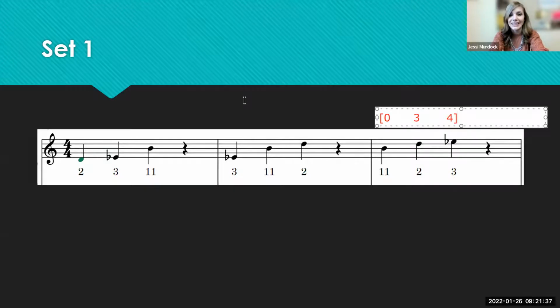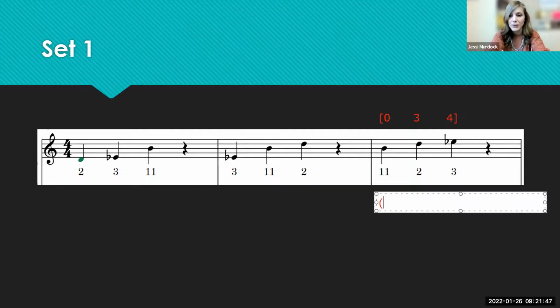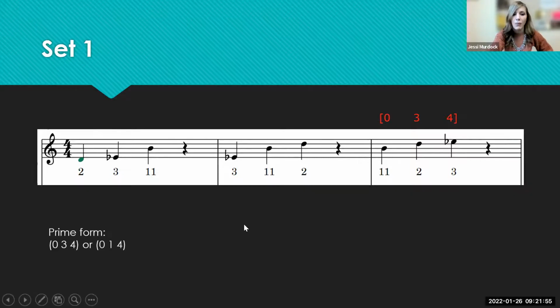This is not actually the set name though, because if we invert it, if we go backwards with this, then it actually gives us a smaller sum basically. So if we went backwards or inverted it, we end up with 0, 1, 4. You can just go backwards. So the prime form is not 0, 3, 4, it's actually 0, 1, 4, because that gives us the smallest sum of all of the numbers. That's how you decide whether you want the forwards number or the backwards number. You always want the smallest.